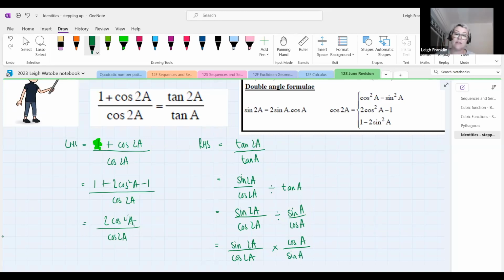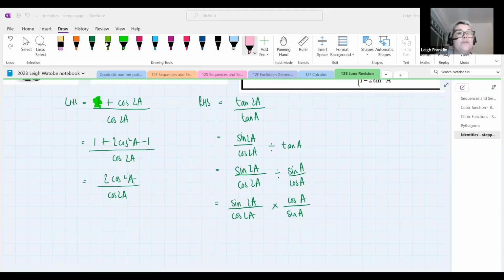Now, I can't cancel anything because sine 2A and sine A can't cancel, right? So what would you do now? Okay, you've got double angle formulae that you can manipulate. What would you do with the sine 2A? How would we write that? Sine 2A can only be written in one way, Matrix. Okay, so it's just going to be written as, that's it, 2 sine A cos A, cool. All right, so I'm going to do that.